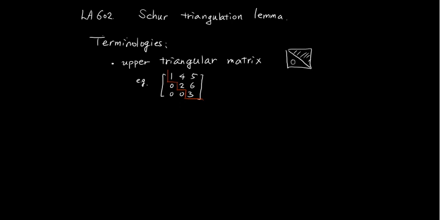And as we have been saying, the nice thing about an upper triangular matrix is the eigenvalues are exactly the diagonal entries. The eigenvalues for this particular matrix are 1, 2, and 3. And it's not hard to solve for the eigenvectors as well. So an upper triangular matrix, although it is not diagonal, is good enough.